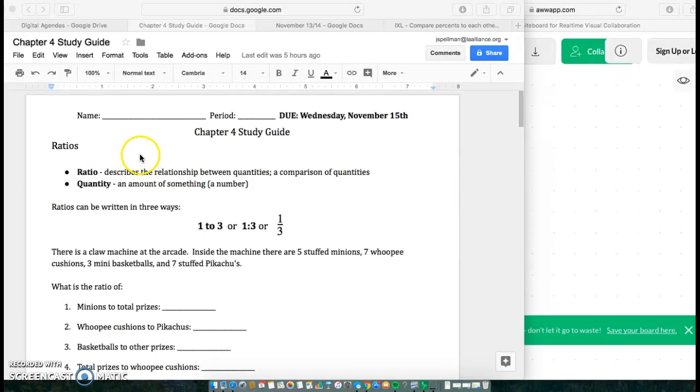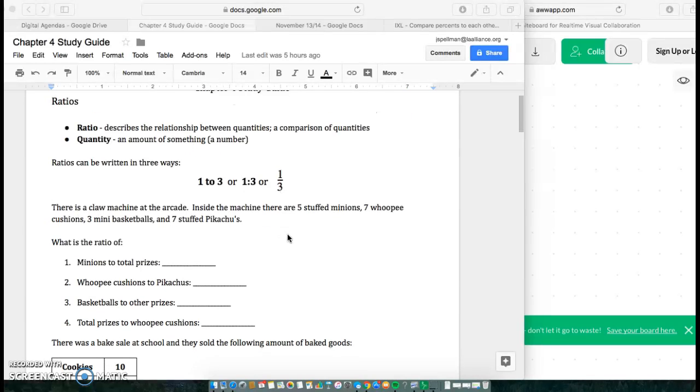And remember you can write it in three different ways: using words, using a colon, or using a fraction. Any one of those ways is correct. For all of these problems here, you can write it however you want. It is your choice.